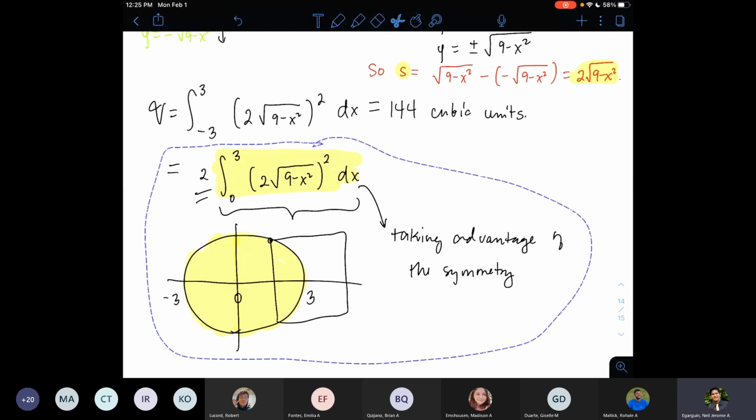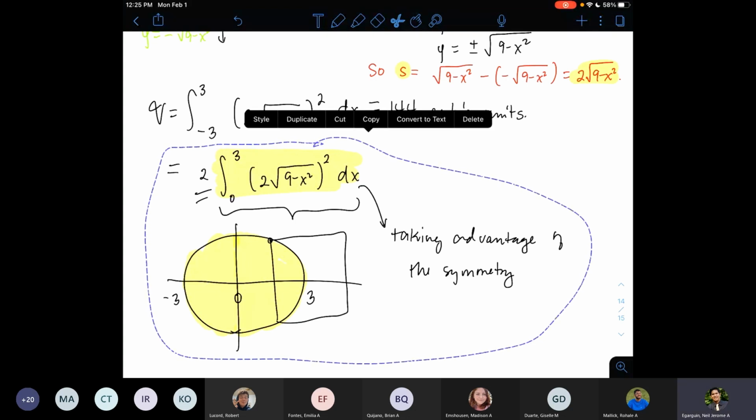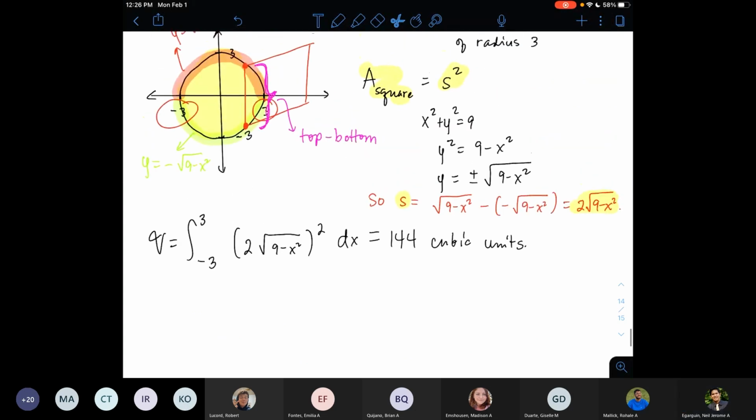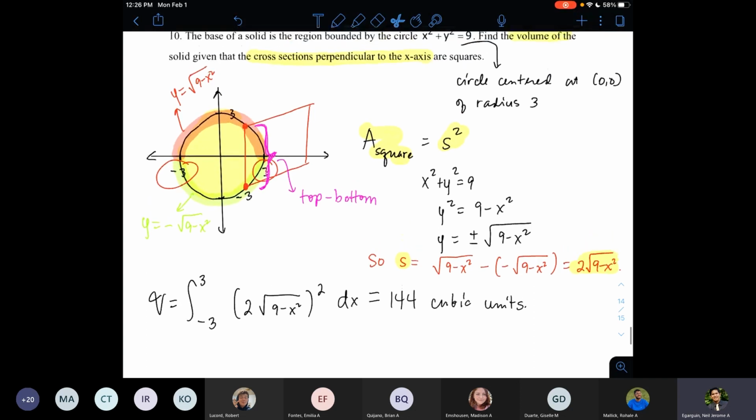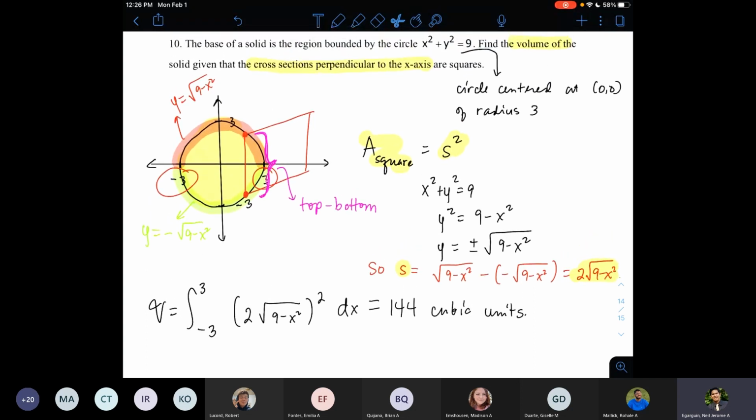So maybe that could cause some confusion. So maybe I'll just cut this out. Okay, is that fine? So it's up to you if you want to use symmetry or not. But rest assured that if you had the right setup and you evaluated the integrals correctly, then you should get the same answer.